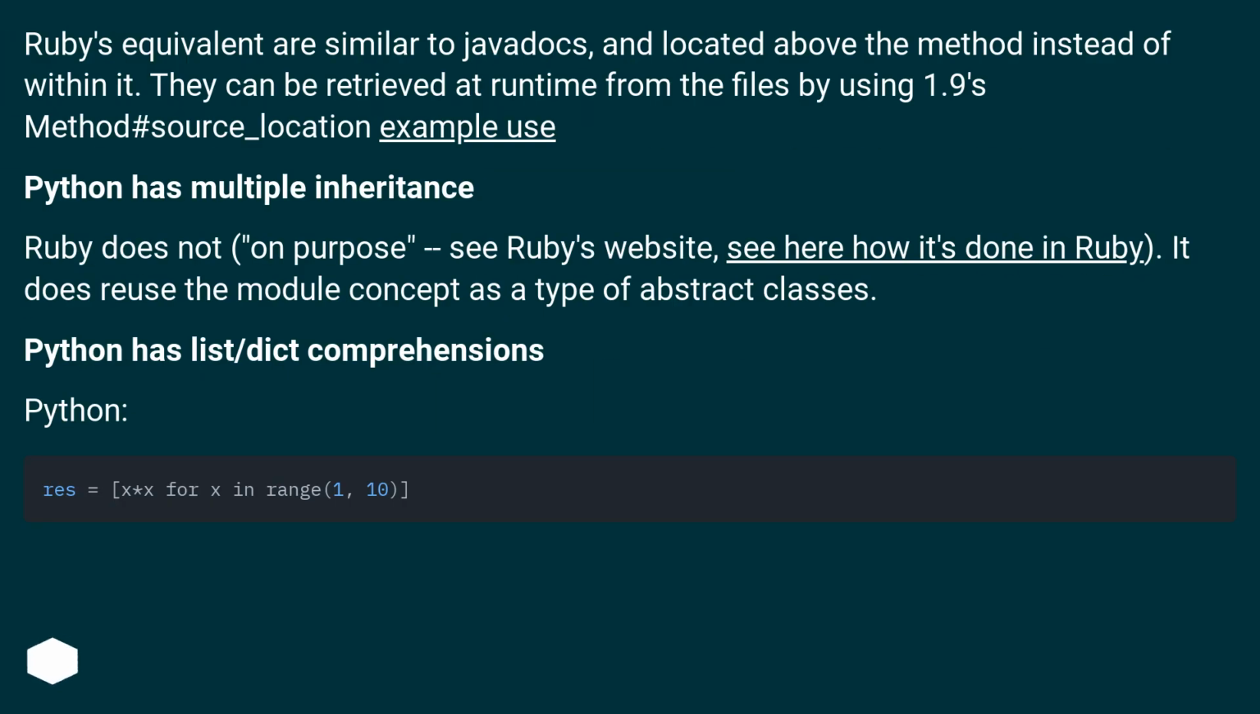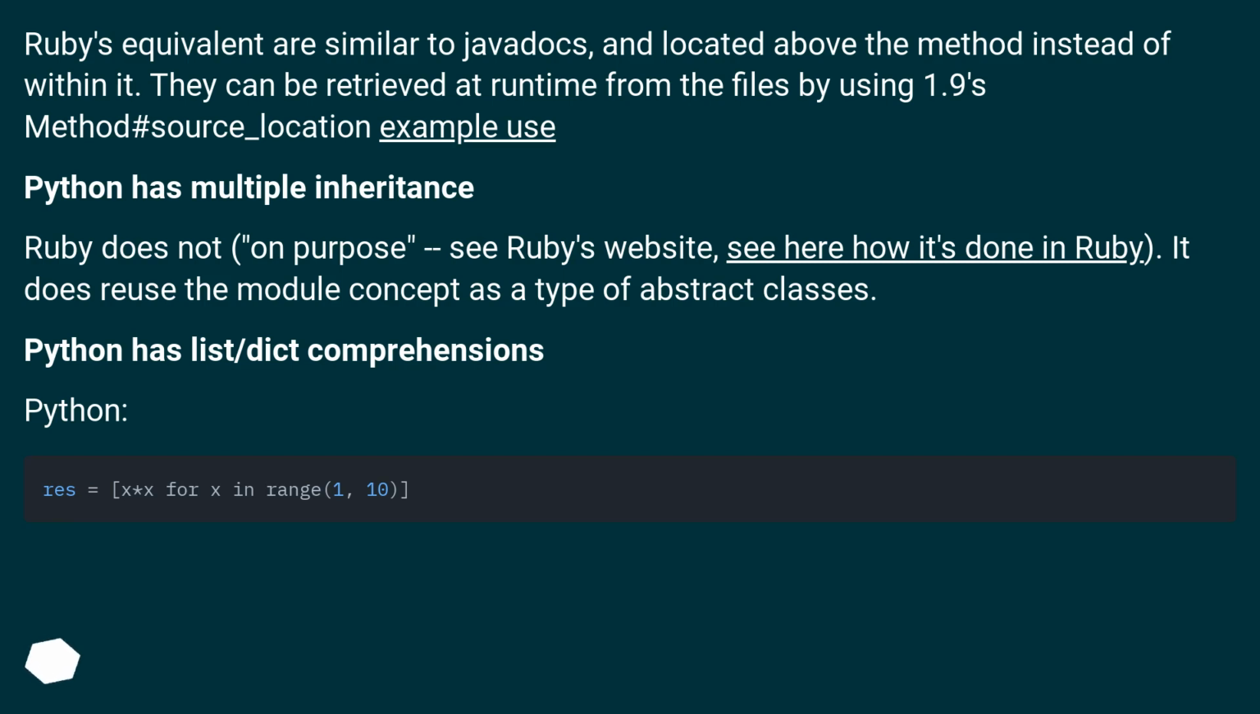Ruby's equivalent are similar to Java docs, and located above the method instead of within it. They can be retrieved at runtime from the files by using 1.9's method #source_location, example used. Python has multiple inheritance. Ruby does not, on purpose. See Ruby's website, see here how it's done in Ruby. It does reuse the module concept as a type of abstract classes.